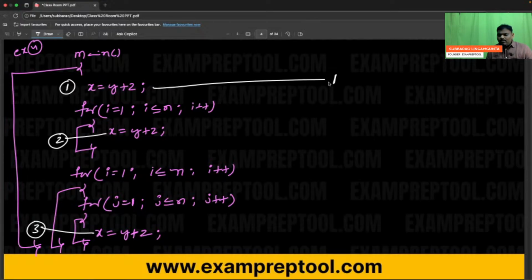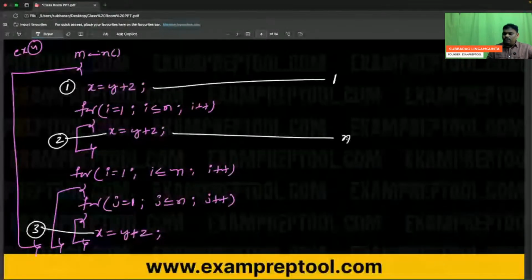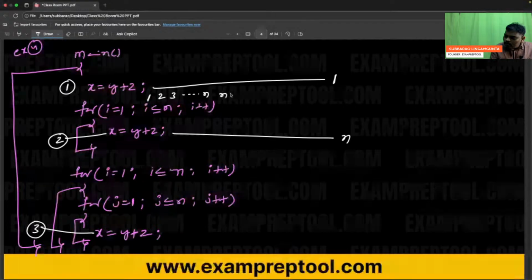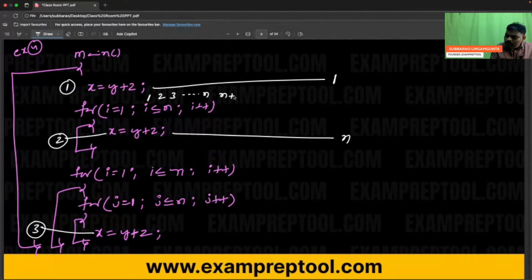Now, whenever this program is running, the second statement will execute n times. If you want, you can check. For each i value, it will execute. I is equal to 1, it will execute. I is equal to 2, it will execute. I is equal to 3, it will execute, and so on. I is equal to n also, it will execute. I is equal to n plus 1, it will fail. So, the second statement will execute n times.